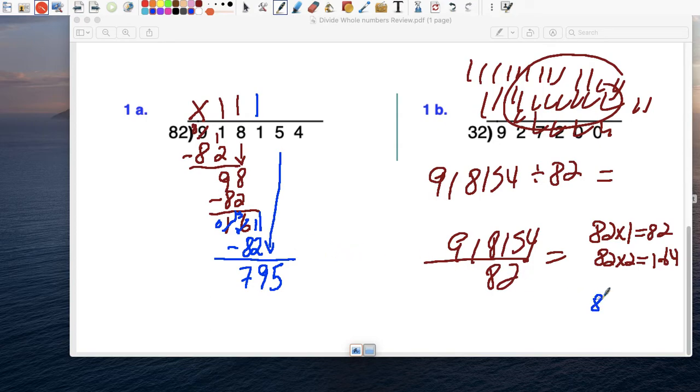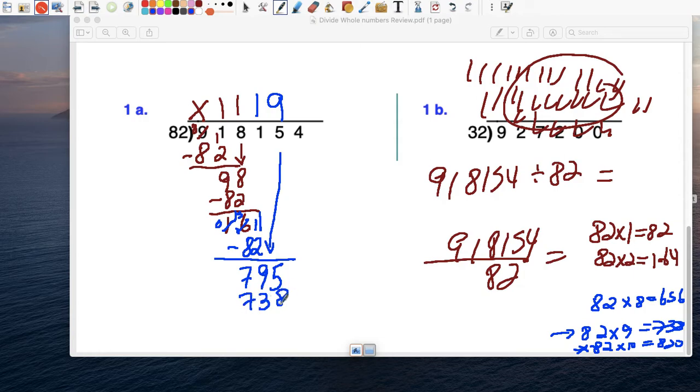I'm going to take a guess and say 8 times. 82 times 8. So on your calculator, you can do 82 times 8. And that gets you 656. We still have lots. So let's do 82 times 9. 82 times 9, ladies and gentlemen, is 738. 82 times 10, it's 820. So we definitely can't do 10. We can't do 10, but we can do the 9. So let's put a 9 on top of the 5. That's going to give us 738.